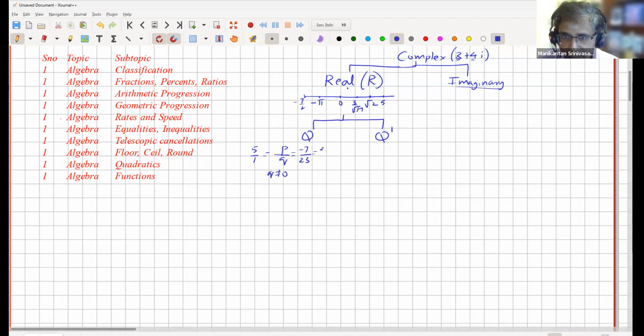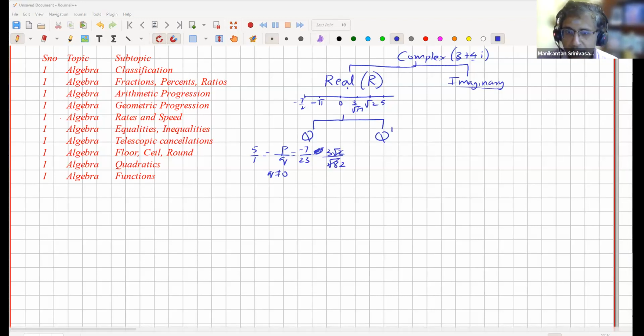So for example, I can write 3√2 by √8. This is still rational because I can simplify √2 and √8, right? √8 is 2√2. So I can simplify this as 3 by 2. So in the given form, it might not be an integer by integer, but as long as I can simplify it and get to an integer by integer, it still counts as rational. So that's the fractional definition of a rational number.